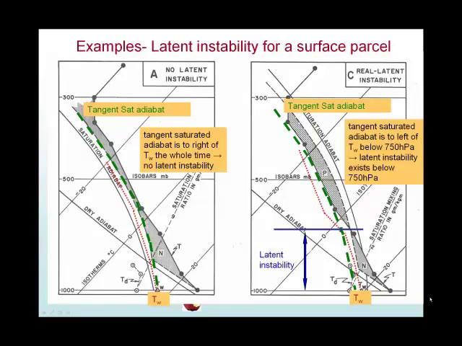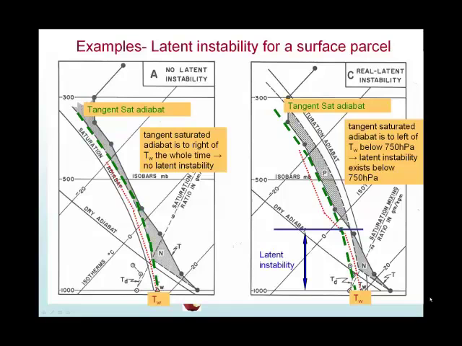On this figure here, we see an example on the left where a surface parcel has no latent instability. The tangent saturation adiabat is marked in green, and the wet bulb temperature for the surface pressure will move along a saturated adiabat represented by the red dotted line. This line is to the left of the tangent saturation adiabat, and indeed to the left of the temperature profile, and therefore no amount of lifting will release instability.